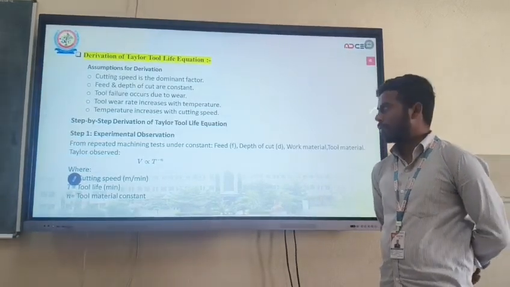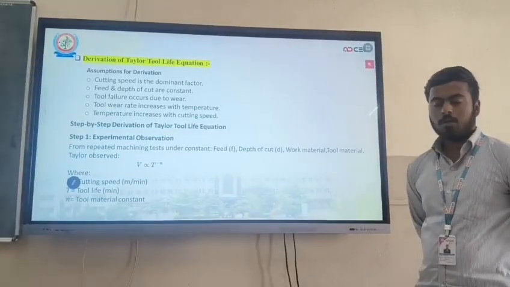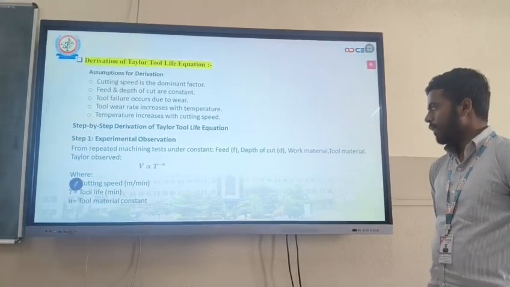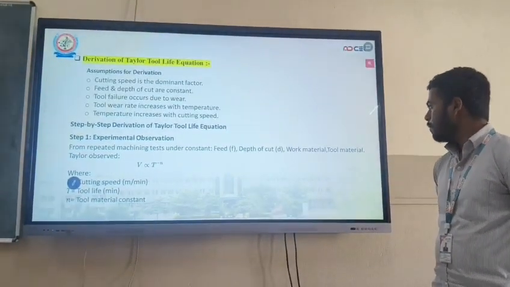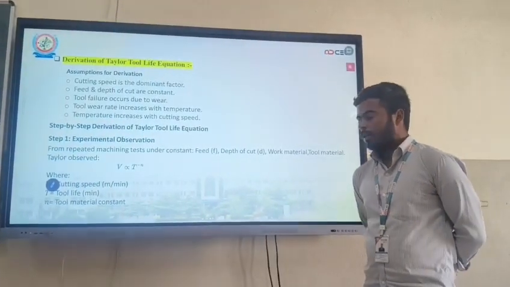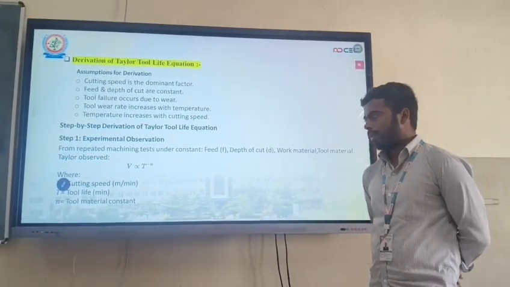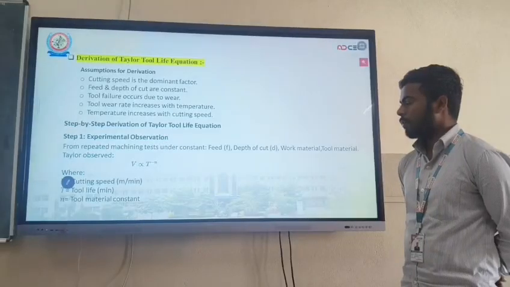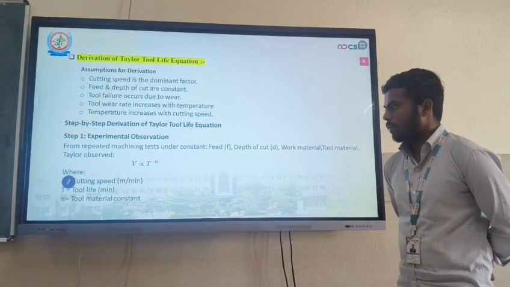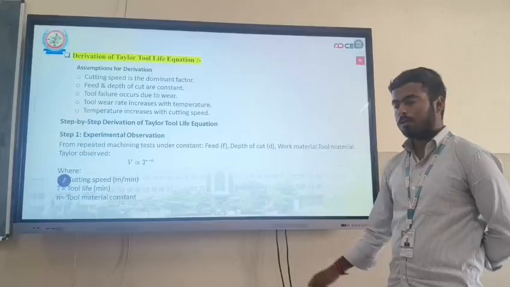Then step-by-step derivation of Taylor's tool life equation. First step, experimental observation from a repeated machining test under constant speed, depth of cut, work material, tool material. Taylor observed that cutting speed V is directly proportional to T raised to minus n, where V is the cutting speed in meters per minute, T is the tool life in minutes and n is the tool material constant.